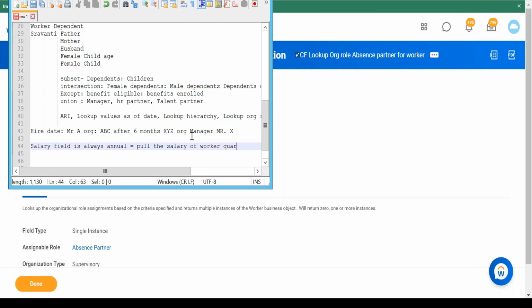Now I know that in Workday I don't have any quarterly salary field, but since there is a field which gives me the annual salary, you can pull the quarter salary, right? In a real time scenario, how would you do this calculation, Shravanti? Just give me an overview and we can apply the same logic to build this field. If you have the annual salary, how would you find the quarter salary of the employee?